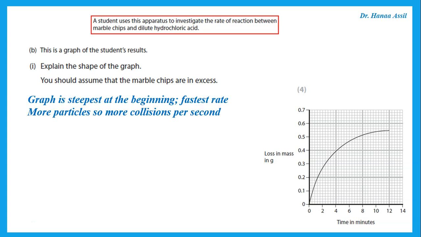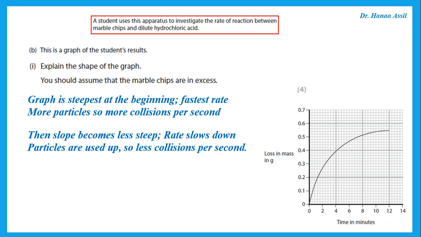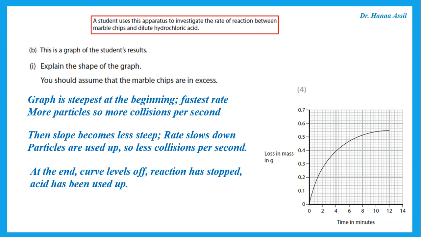What is happening? Now, at the beginning, explain the shape of the graph. At the beginning, the graph is steepest. Why? Because this is the fastest rate. Why? More particles, so more collisions per second. This is when we started, we have a lot of particles. Then the slope becomes less steep, the rate slows down because the particles are used up, so fewer collisions per second. And at the end, the curve levels off, the reaction has stopped.